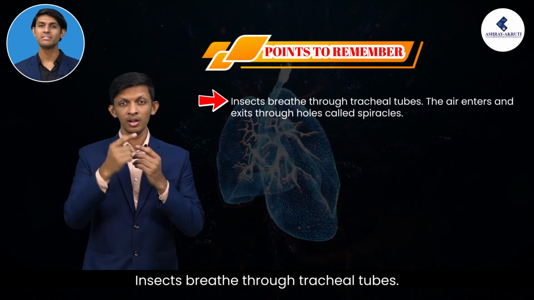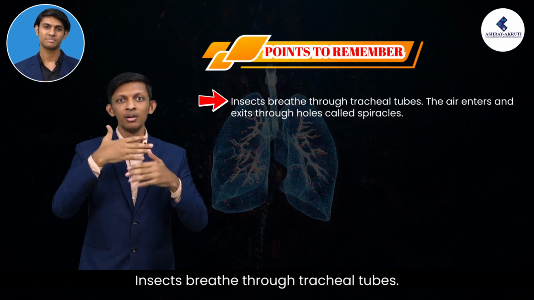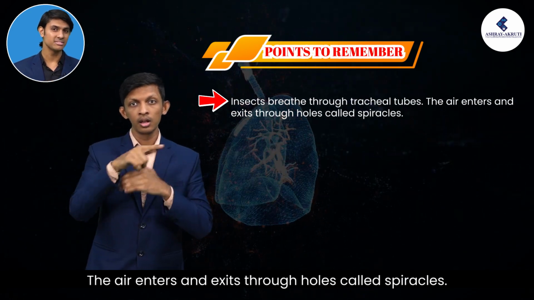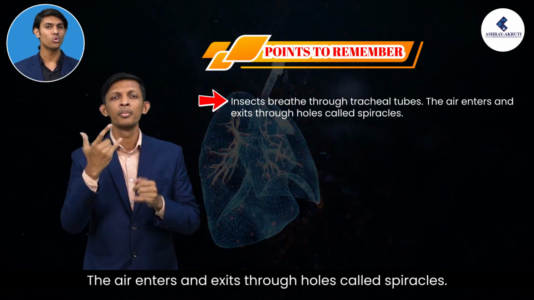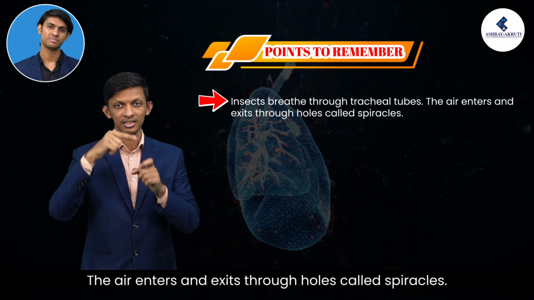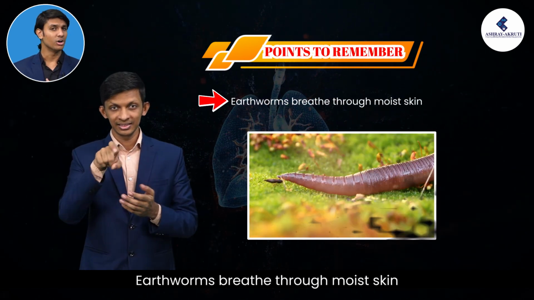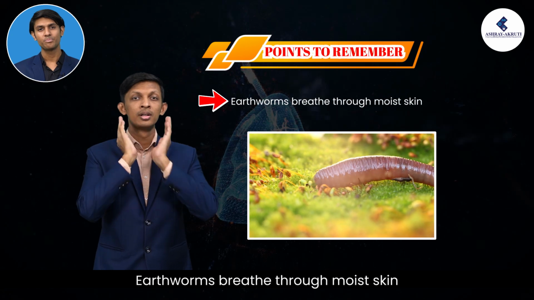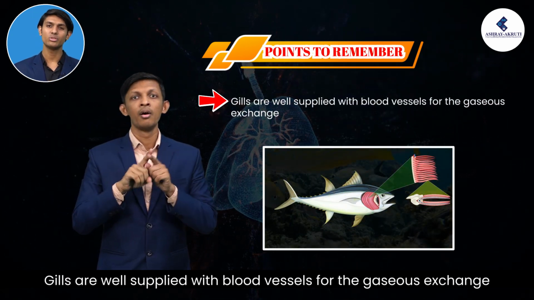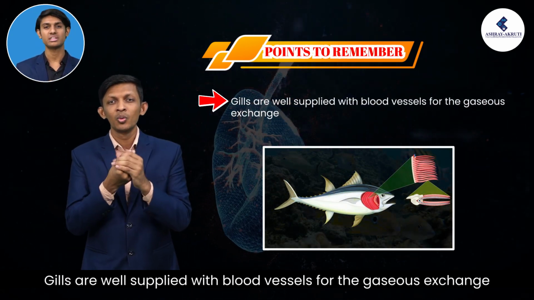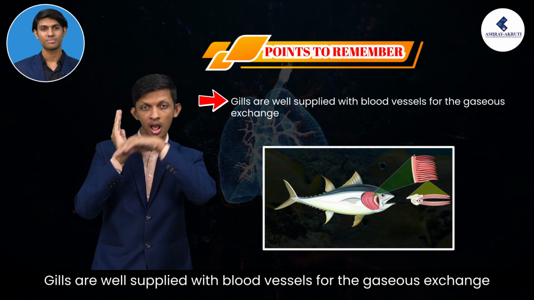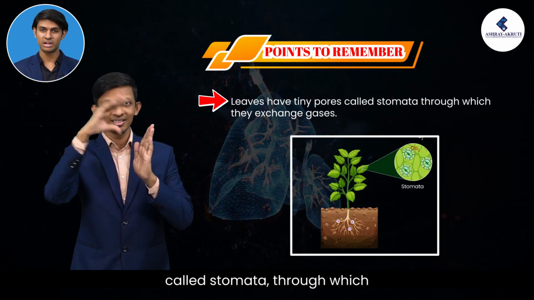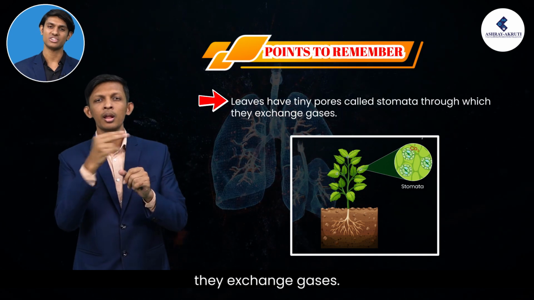Insects breathe through tracheal tubes. The air enters and exits through holes called spiracles. Earthworms breathe through moist skin. Gills are well supplied with blood vessels for the gaseous exchange. Leaves have tiny pores called stomata through which they exchange gases.